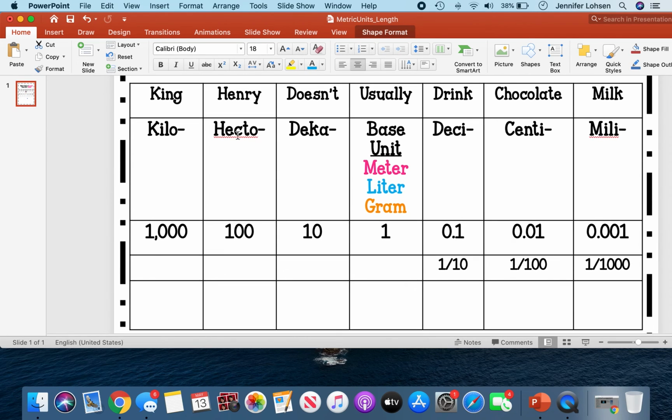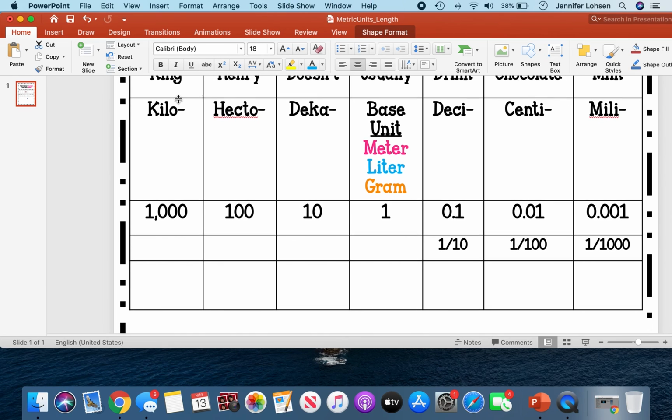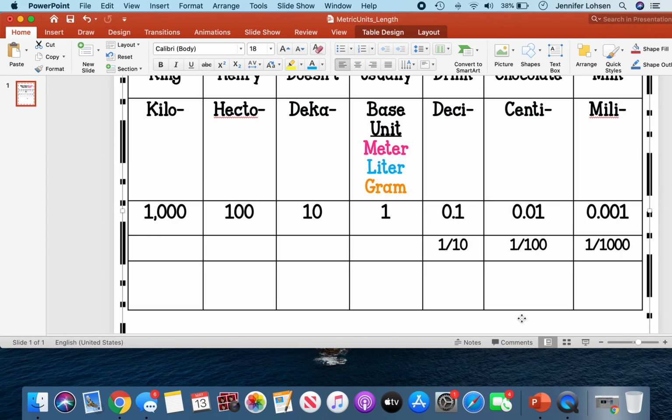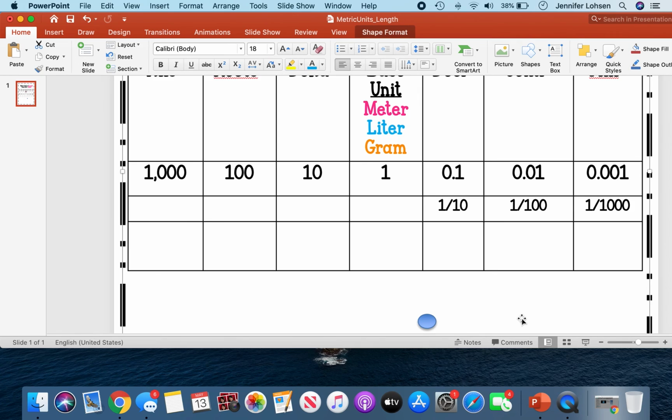Copy it down. You don't have to necessarily write the King Henry doesn't usually drink chocolate milk, but if it's going to help you, do that. Write it down. I do definitely want you to have all of this kilo, hecto, deca, and then what the values are of each one to help you with your conversions. So today you guys are doing R14-9, and tomorrow we're going to do some more conversions, and then you guys are going to do P14-9. If you need any help with this, please send me a message on Class Dojo. I will do my best to help you guys out.